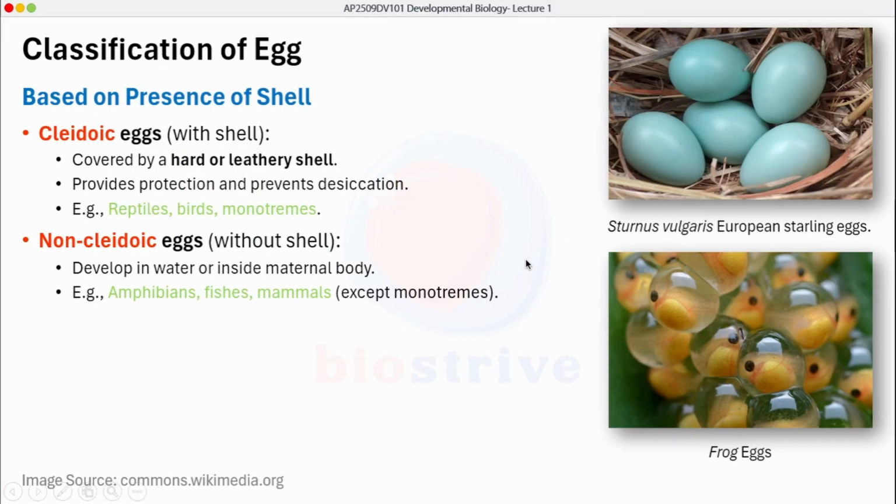Let's talk about another classification on the basis of presence or absence of shell. If a hardened shell is present, the eggs are known as cladoic eggs, and we can see these types of eggs in most of the birds, most of the reptiles and monotreme mammals. As you can see, European starling bird eggs in a nest. In case of non-cladoic eggs, they are present without the shell. It is usually seen in amphibians like frog eggs, you can see in this picture. They are present in amphibians, maybe in fishes, in mammals, but not in monotremes.